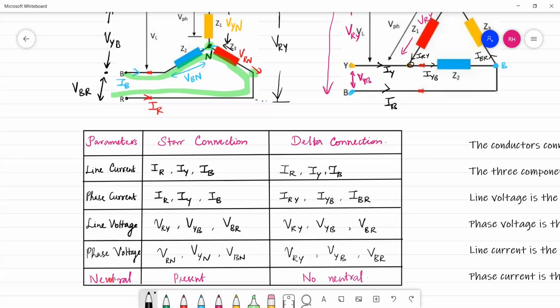And as mentioned earlier, star connection has a neutral, whereas delta connection does not have a neutral. And it could be seen that the line voltage and the phase voltage of the delta connected system are the same, and the line current and phase current of a star connected system are the same.